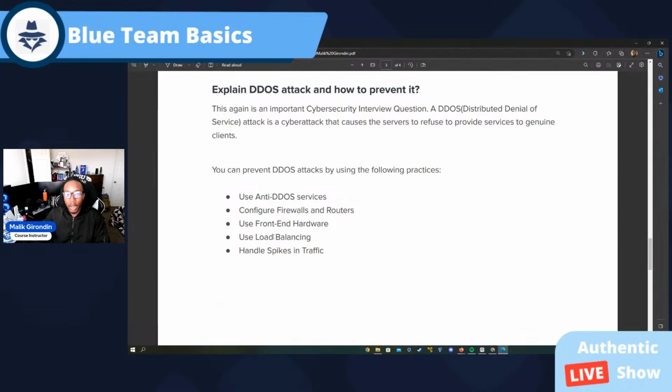Explain a DDoS attack and how to prevent it. Now, this is again an important cybersecurity interview question. A DDoS, a distributed denial of service attack, is a cyber attack that causes the servers to refuse to provide services to genuine clients. All right, think about it. You're trying to access... Did that happen with PlayStation a couple years ago?